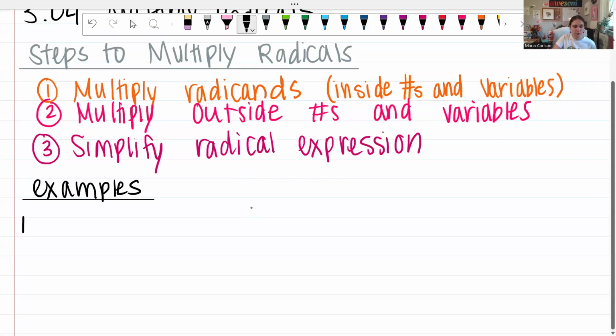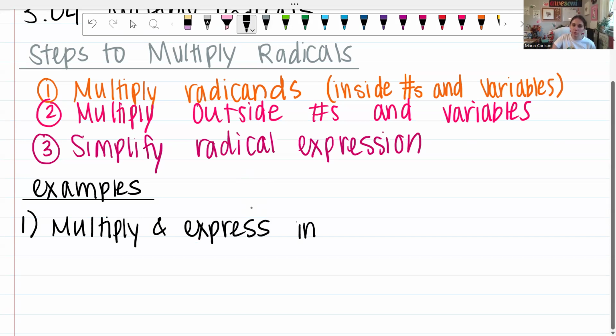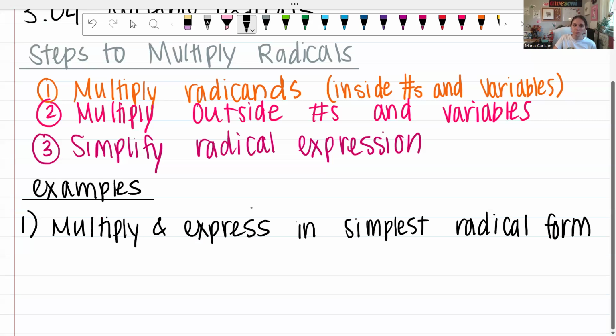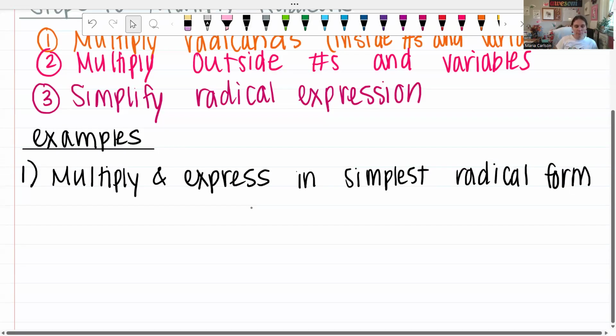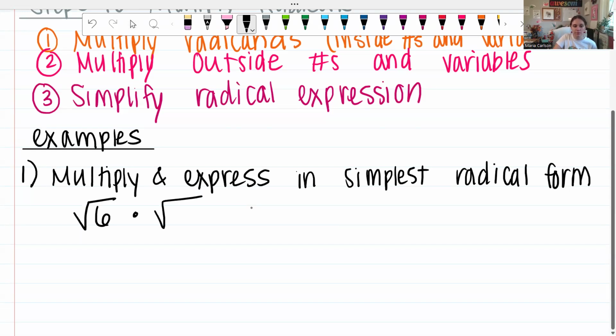So first example, we are going to multiply and express in simplest radical form. So we have the square root of 6 times the square root of 14. And using the steps that we talked about above, the first thing we are going to do is multiply those inside numbers.